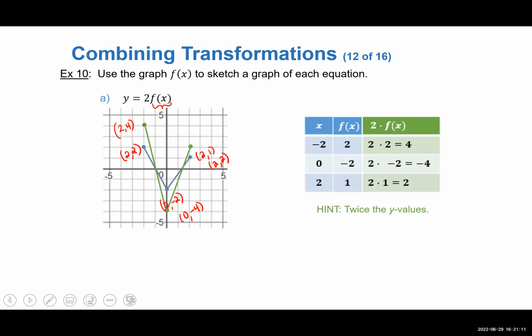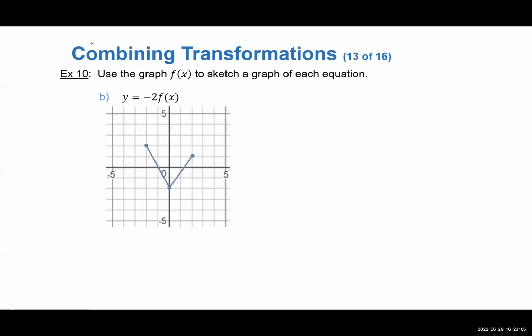So it basically stretches by a factor of 2. So in B, you're basically taking those values that we just got, the (2, 4), the (-2, 4), the (0, -4), and the (2, 2). And you're gonna just flip them upside down. So this point will now be up here at 4. This point will now be down here. This point will now be down here. And so you can see that this graph will basically flip upside down.